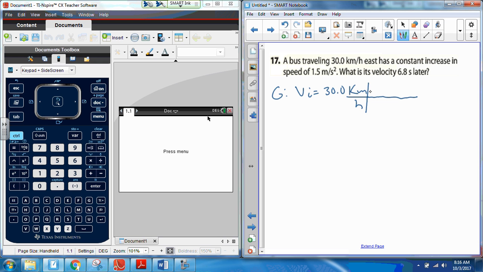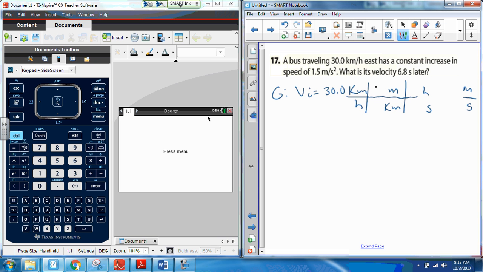So I've got kilometers, but I want meters. So get rid of kilometers, put it on the bottom. Go to meters on the top. Okay? On the bottom, I have hours, but I want seconds. So hours on the bottom. To get rid of it, I put hours on the top. And I can put seconds on the bottom.